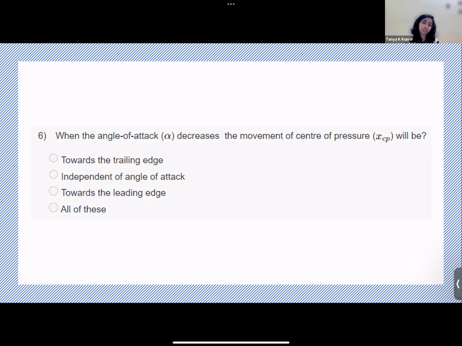Towards trailing edge, independent of angle of attack, towards leading edge, all of these. So it is not independent of angle of attack, right? That is aerodynamic center. So it is not this. So does it move towards trailing edge or leading edge? Think about it.